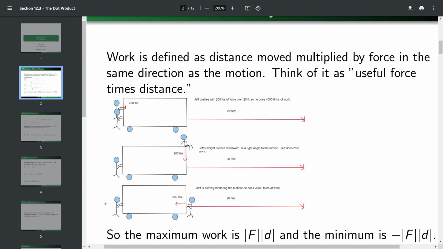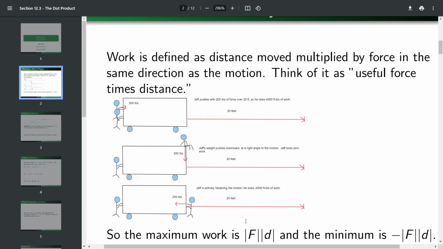And then in this third example, Jeff is pushing backwards. His friend pushes a little harder, so the cart still manages to roll the full 20 feet. But the whole time, Jeff is pushing backwards, meaning he actually does negative 4,000 foot-pounds of work here. That's negative because he is pushing the opposite direction of the motion. He is a hindrance to the activity.